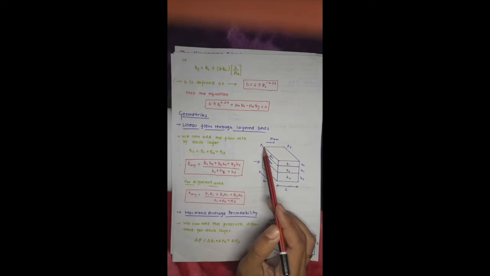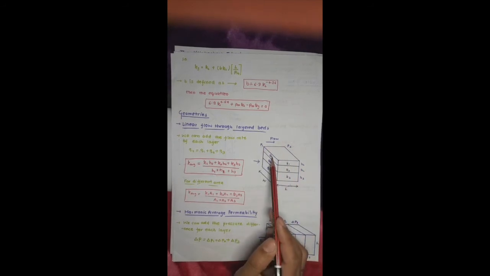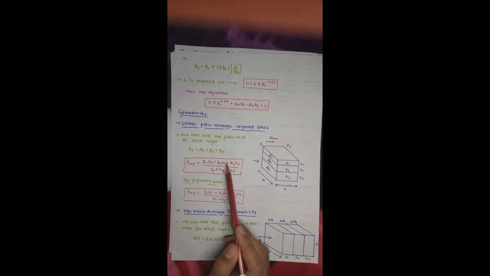The pressure difference is P1 and P2, that is inlet pressure and outlet pressure. Q1, Q2, Q3 are the corresponding flow rates of the different layers, K1, K2 and K3 are the respective permeabilities, and H1, H2, H3 show the different heights. L will be the same, width will be the same. So K average equals K1 H1 plus K2 H2 plus K3 H3 divided by H1 plus H2 plus H3. By this formula, we can define the average permeability.